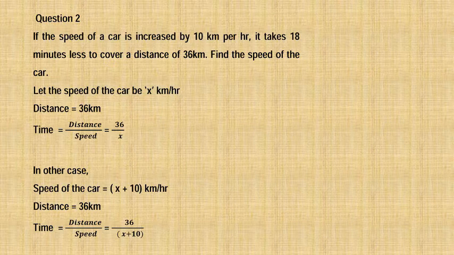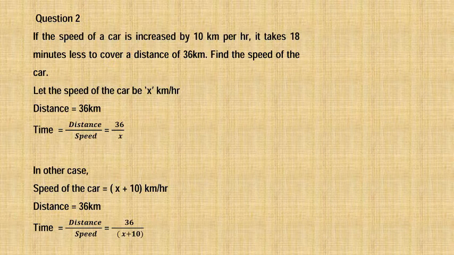In the previous problem, it was clearly mentioned to consider the original speed as x and the increased speed as x plus 25. In this question also we have two cases, but what should be represented is not mentioned. So let us proceed with the problem. Let the speed of the car be x kilometer per hour.